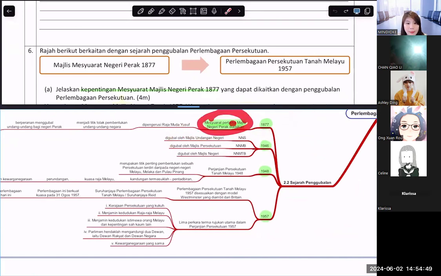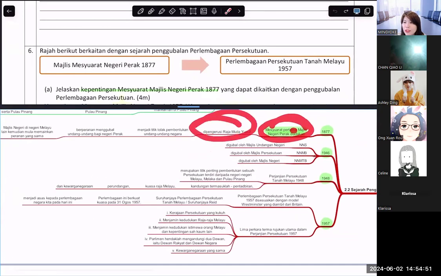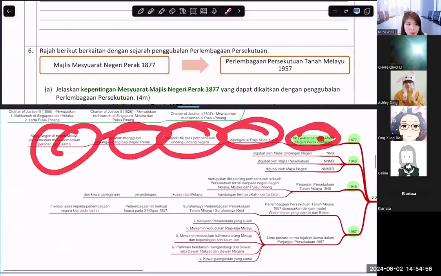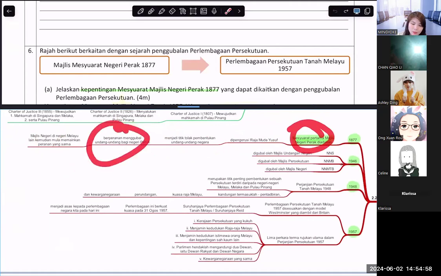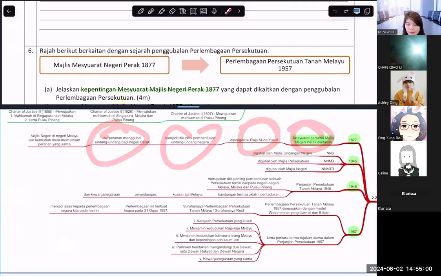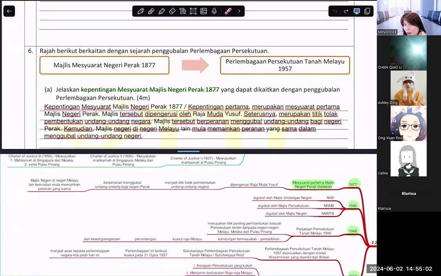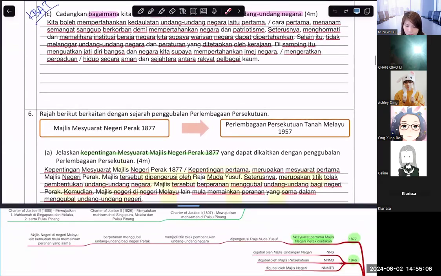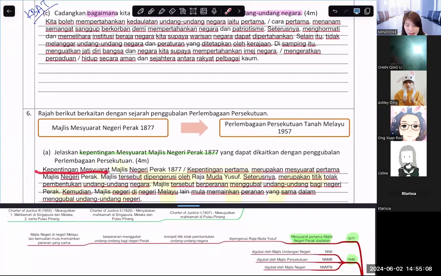It is a mesyuarat pertama. You can jump one, dipengerusi here. Then you can continue, jump here, then jump here. Or you can write this, then jump here first, then write this, then jump here also can. So, if they need kepala soalan, then you have to write, as in, kepentingan mesyuarat Majlis Negeri Perak 1877. Or if direct straight answer, kepentingan pertama.